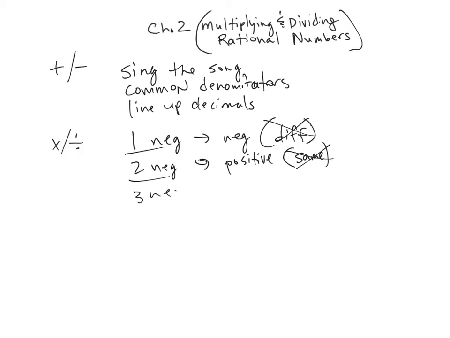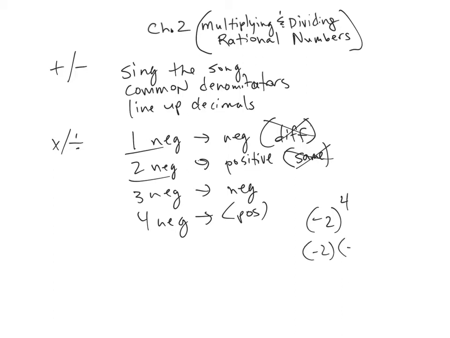Three negatives would be negative again. Four negatives would be positive again. So that starts to make sense, especially if you have something like negative 2 raised to the power of 4. Well, that's four negative numbers multiplied together, because this would be negative 2 times negative 2 times negative 2 times negative 2. So the answer would be positive. So that's really the main thing that we need to remember.